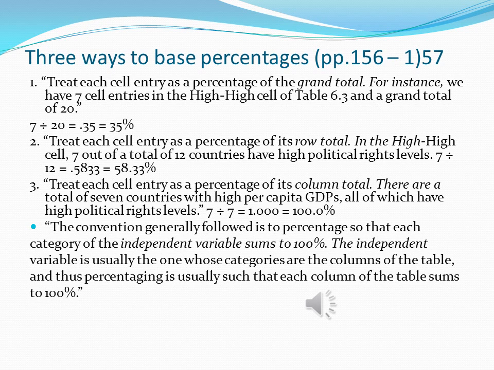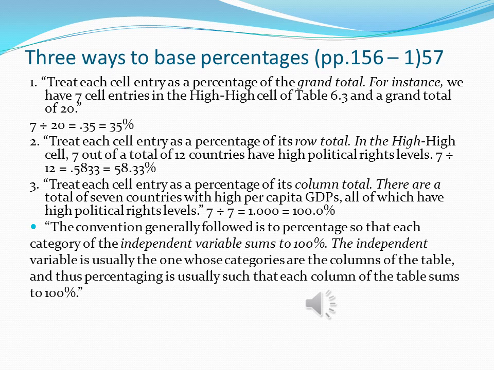Number 2, treat each cell entry as a percentage of its row total. In the high cell, 7 out of a total of 12 countries have high political rights levels. That would be 7 divided by 12, which the proportion would be 0.5833. Proportions are kind of tricky to understand, so we convert those to percentages: you multiply 0.5833 by 100, and that equals 58.33%.